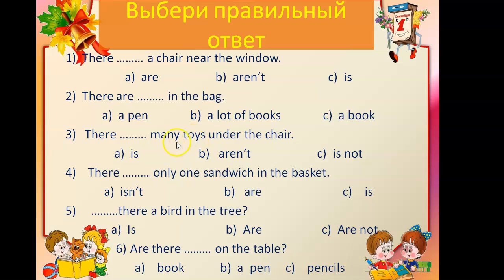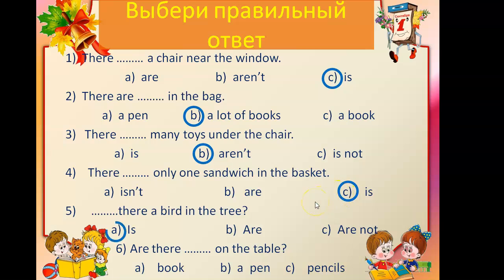There are not many toys under the chair. There aren't. So, there isn't only one sandwich in the basket. Is there a bird in the tree? Are there pencils on the table? So, a lot of books, yeah? Let's check. There are not many toys under the chair. So, it's right. And there is also only one sandwich in the basket.